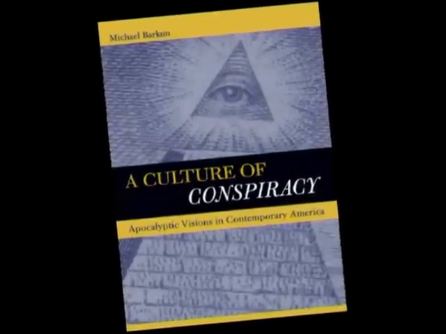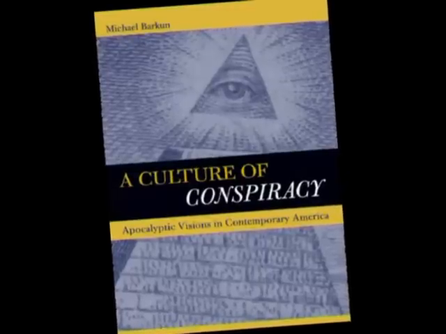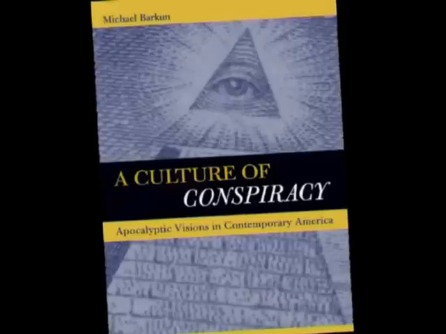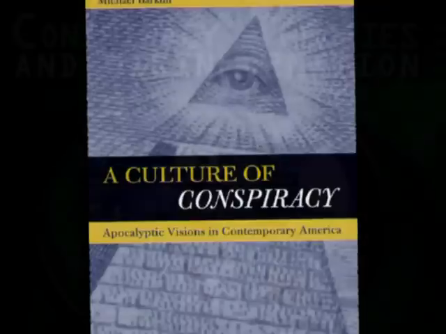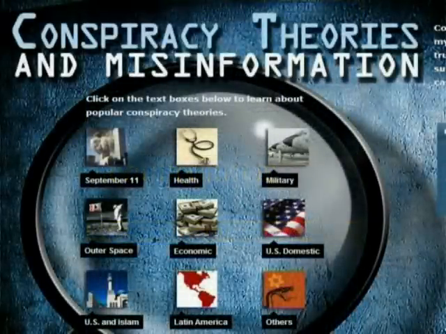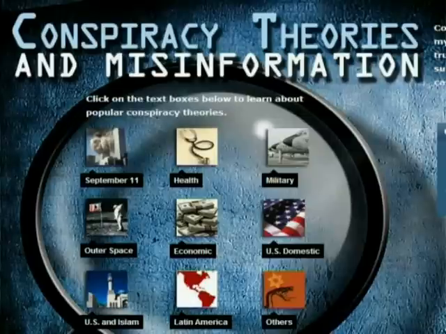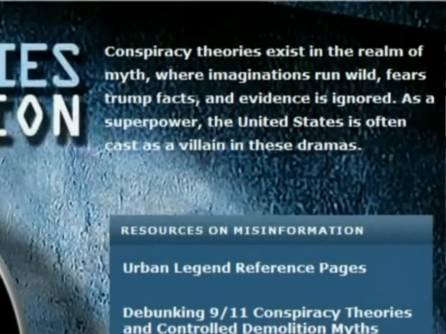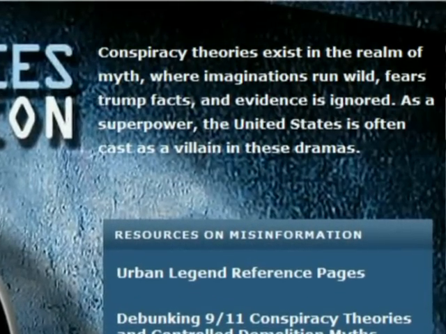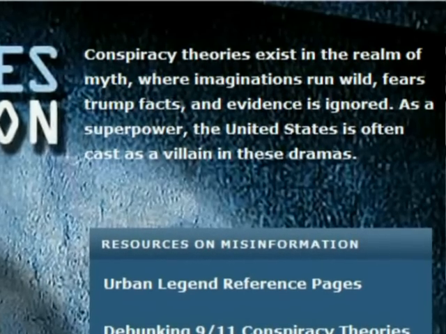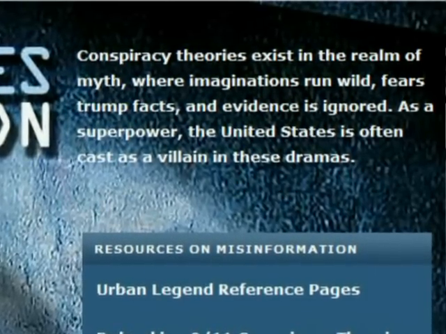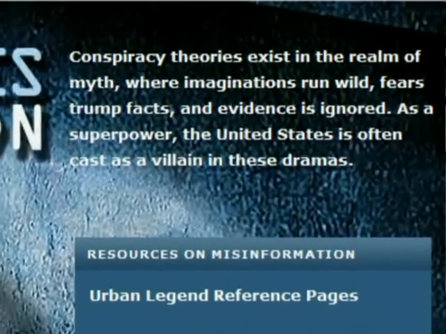But this book is at odds with the dictionary definitions. It narrows the context of what can be referred to as a conspiracy theory down to a handful of topics chosen by the author himself. Another Wikipedia reference page at america.gov contains a series of short rebuttals of so-called popular conspiracy theories. The page claims, "Conspiracy theories exist in the realm of myth, where imaginations run wild, fears trump facts, and evidence is ignored. As a superpower, the United States is often cast as a villain in these dramas."